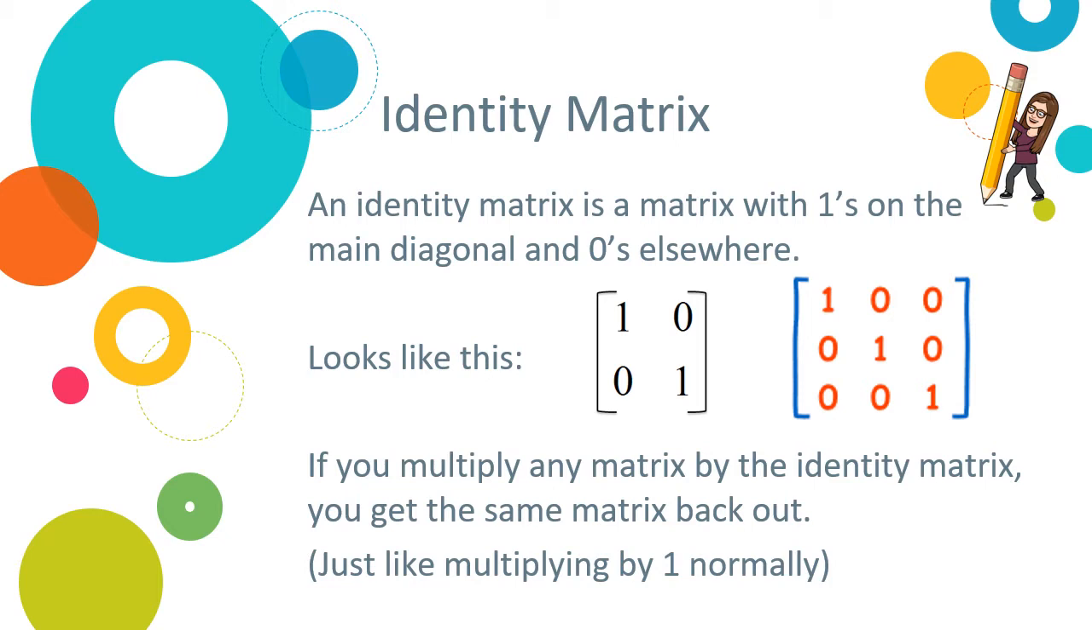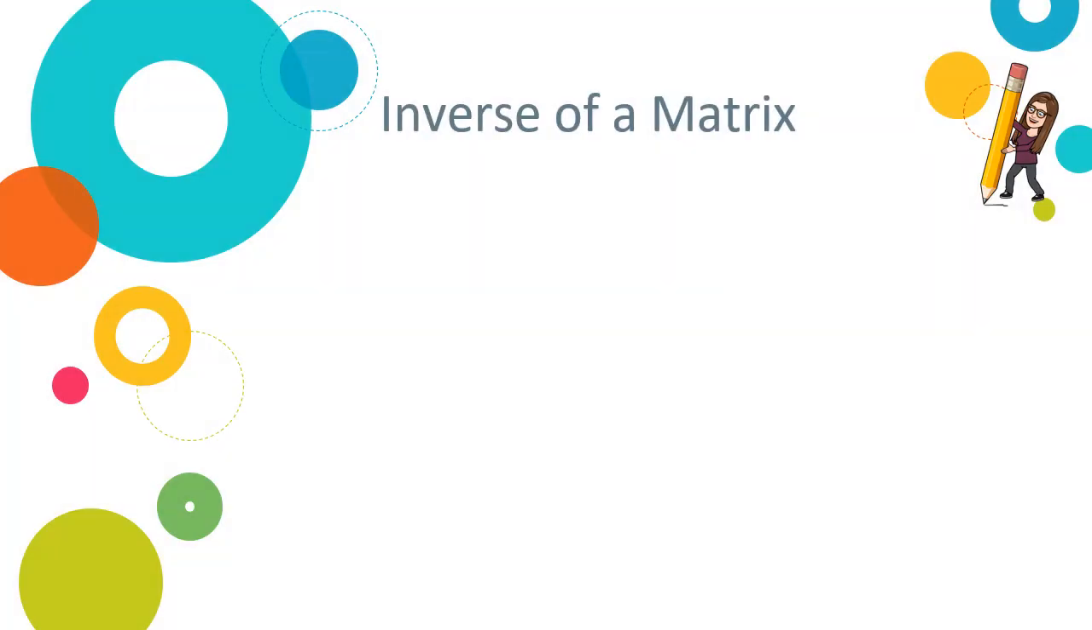So why do we need an identity matrix? If you multiply any matrix by the identity matrix, you'll get the same matrix back. So think of this like the identity property of multiplication. If I multiply anything by 1, I still have the identity. My number, my value did not change. So we need to deal with identity matrices to find inverse matrices.